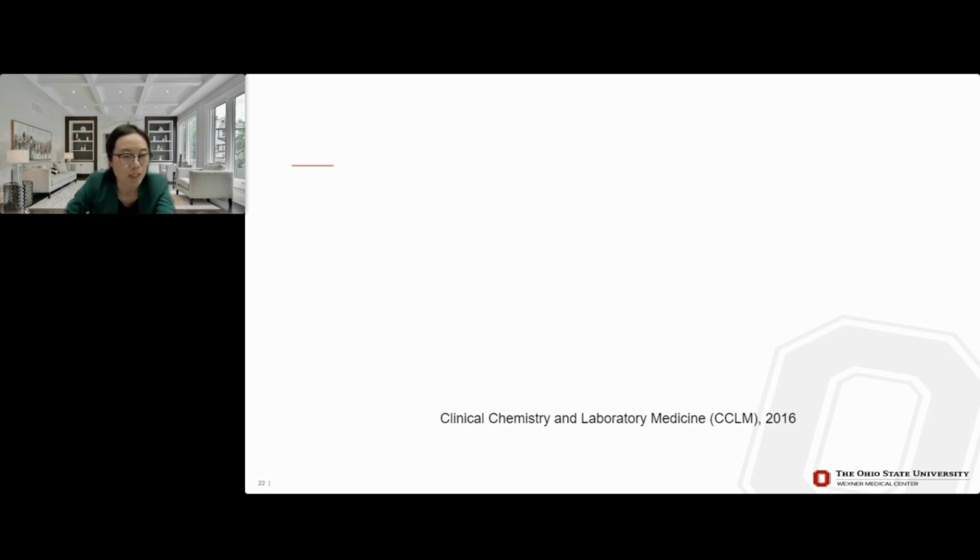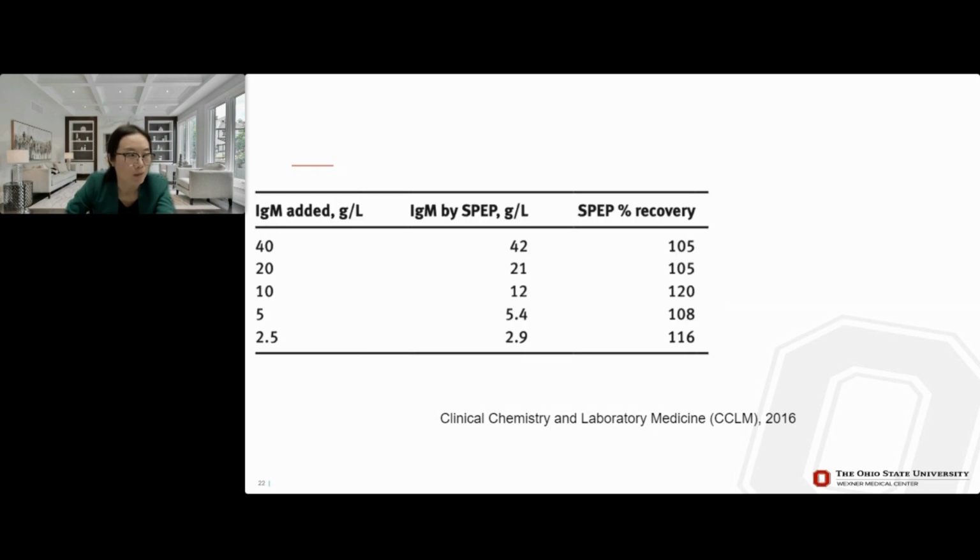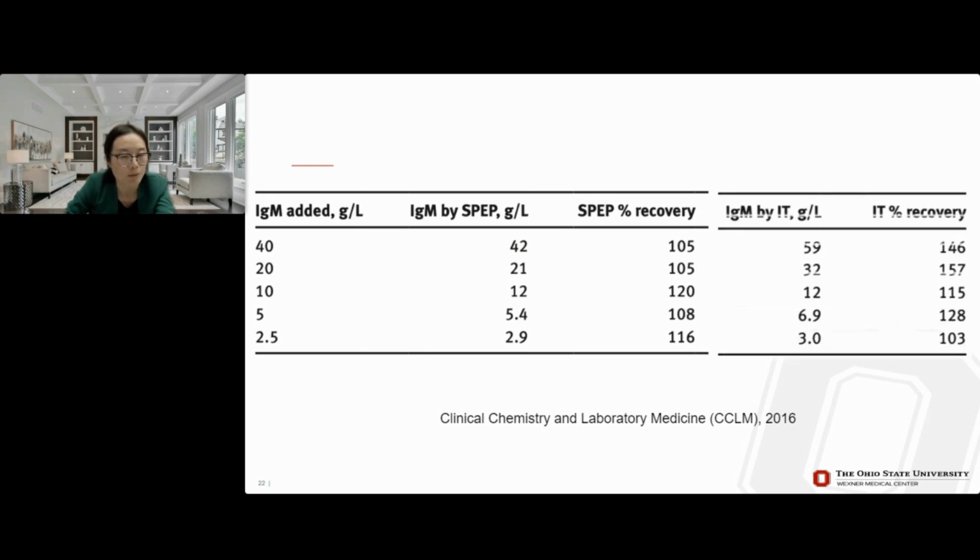This study might be helpful for the explanation. In this study, the authors spiked IgM in serum samples and ran them on both gel and capillary electrophoresis. We can see the recovery of spiked IgM on gel is much better than capillary electrophoresis, which indicates the poor specificity of IgM on capillary electrophoresis.